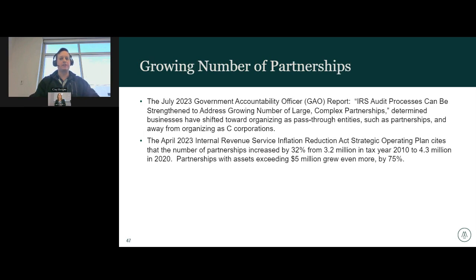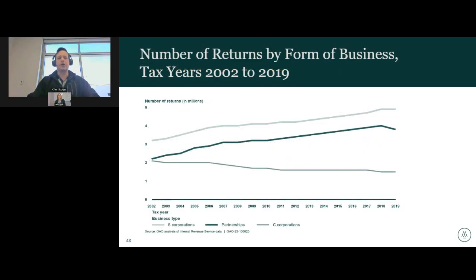But the important thing I think to emphasize here is with their investment in people, in technology, they have identified large and complex partnerships as an area they want to focus in on. Some of the stats here, I think the number of partnerships has increased by 32% in the last decade, and partnerships with assets exceeding 5 million has grown by 75%. Here's just another chart. You can see C corporations at a slight downtick since 2002, but S corporations and partnerships have seen an uptick in the last couple decades here.